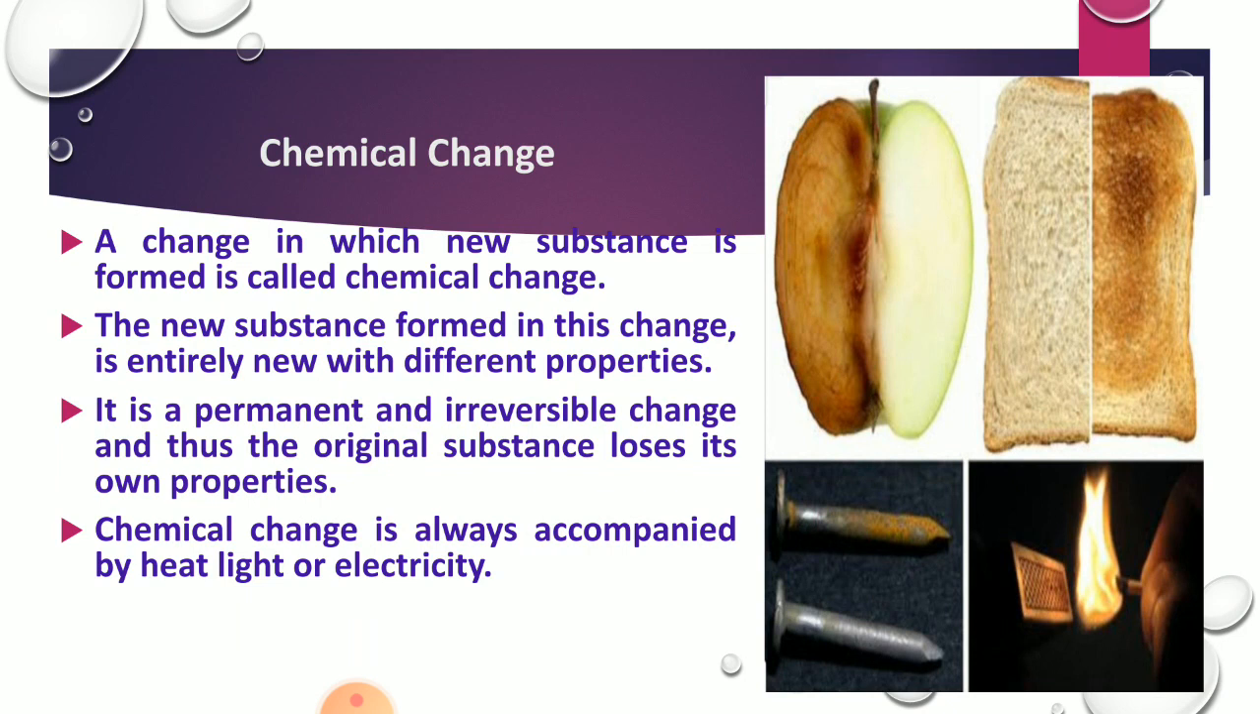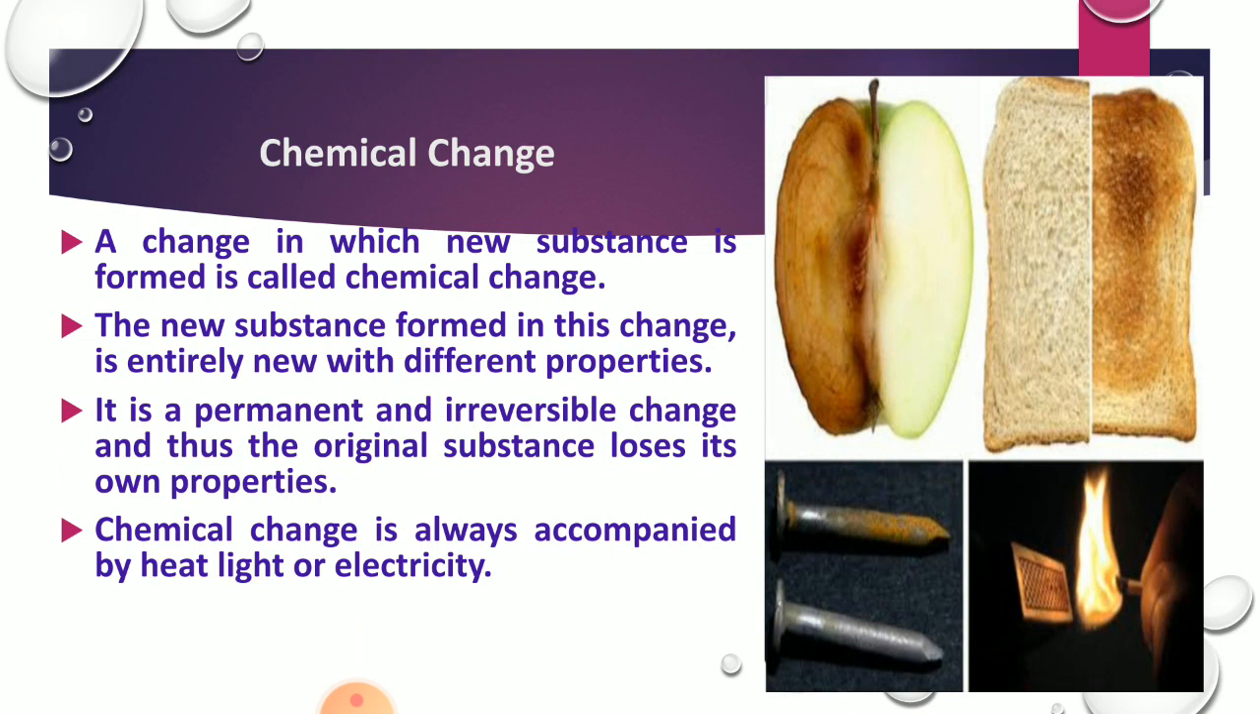So we can say the change in which new substances are formed is called a chemical change. The new substances formed are entirely, completely different from the original substances, and they have a different composition from them. These changes are permanent and irreversible. Irreversible means we cannot get back the original, initial substance from which the new substances have formed.